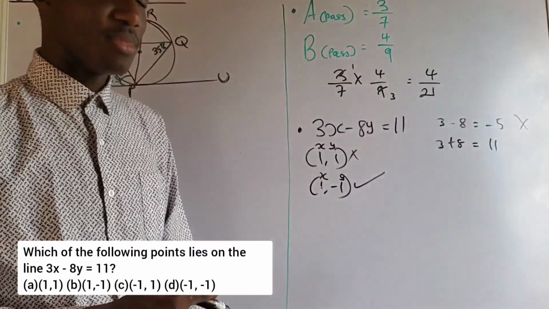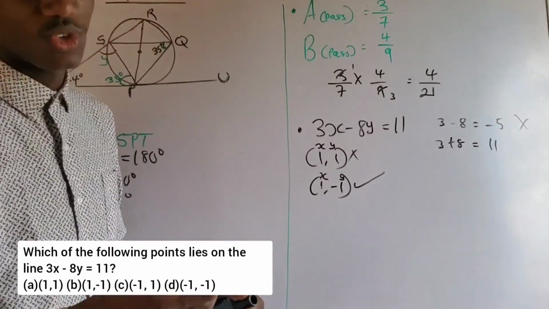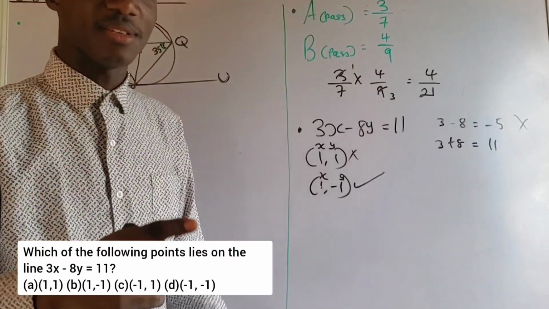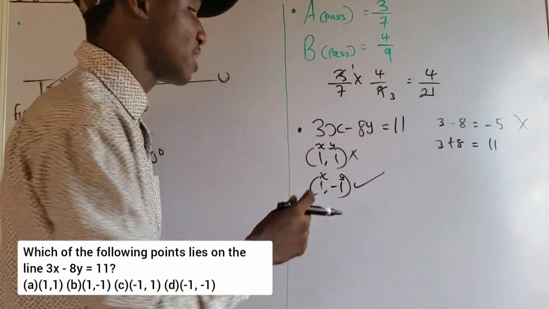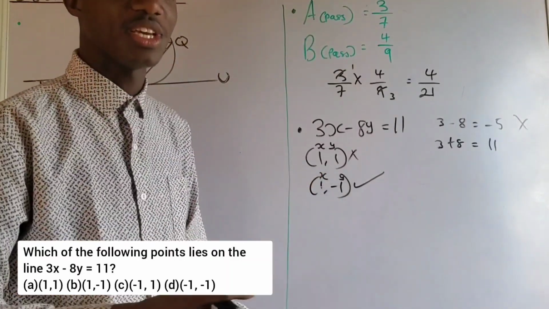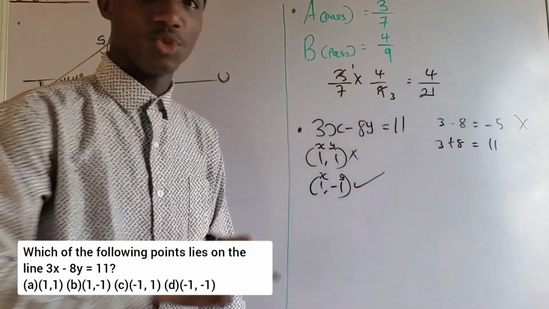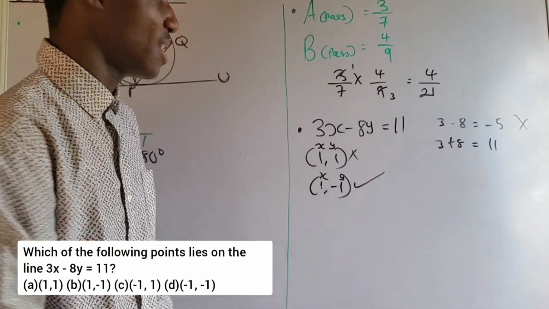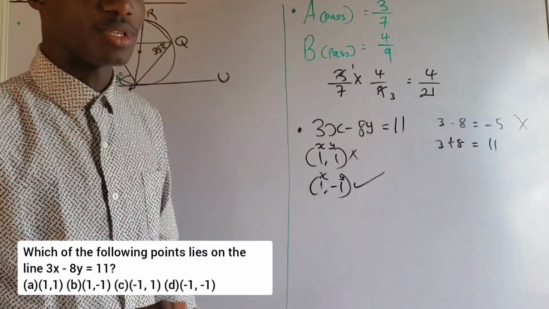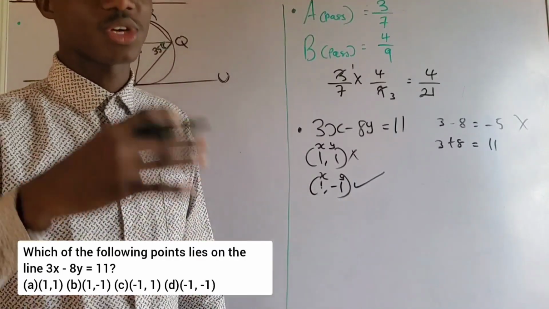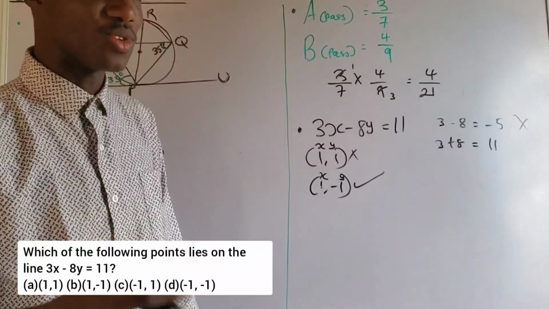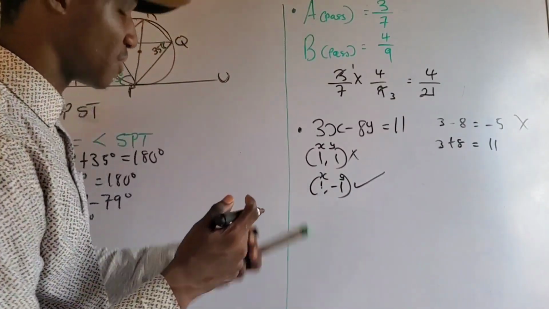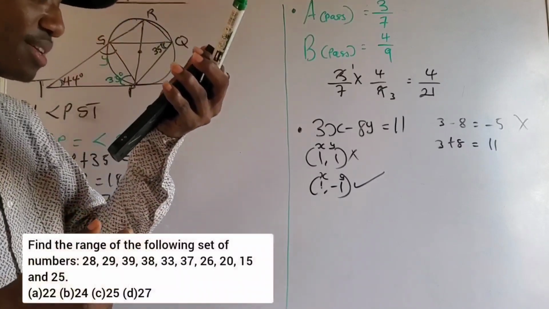Do you understand? Maybe I should take the explanation again. I told you that any point that lies on this line must satisfy the line. Satisfying means that by the time I substitute the values of x and y, which are the coordinates of that point, I must get 11. I tried the first option and it doesn't give me 11. When I check the second option, it gives me 11. If you check the third and fourth options, you're not going to get 11. Are you getting what I'm trying to say? You can test it. So the right option to that question is option B, 1 comma negative 1. Okay, now let us proceed to the next question.